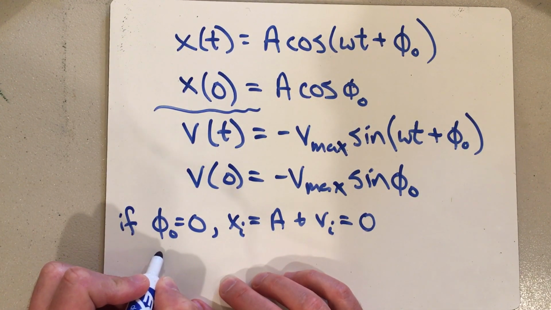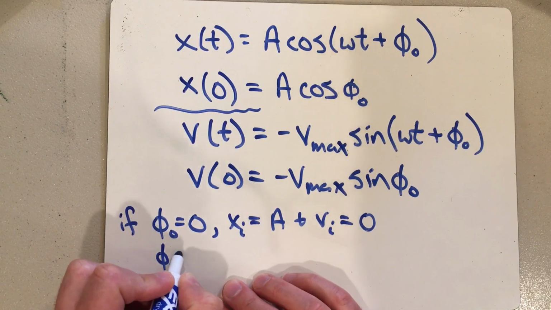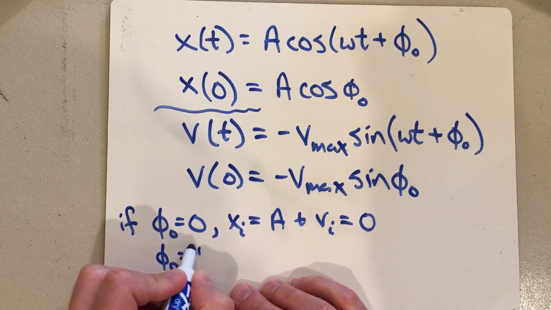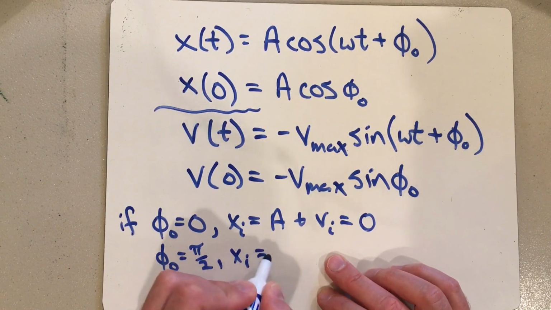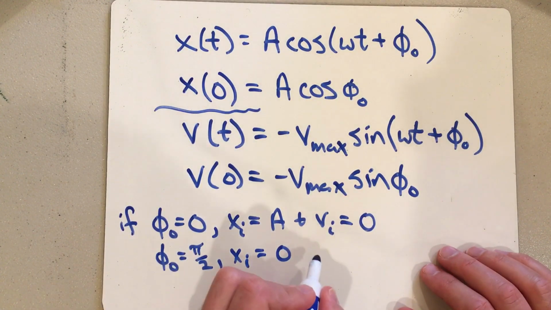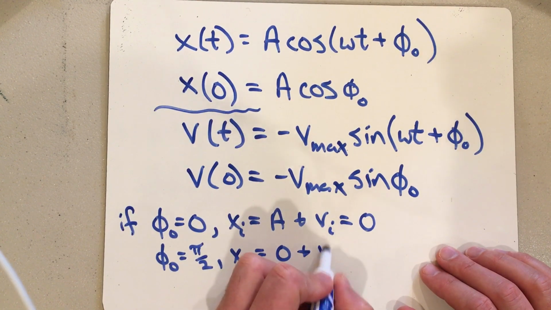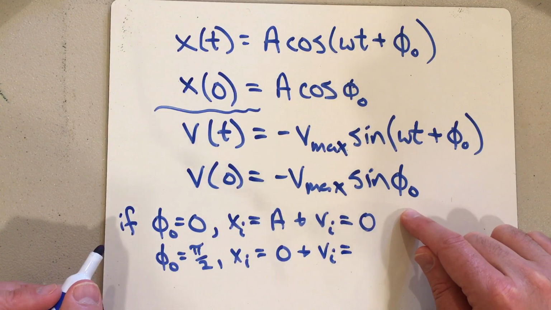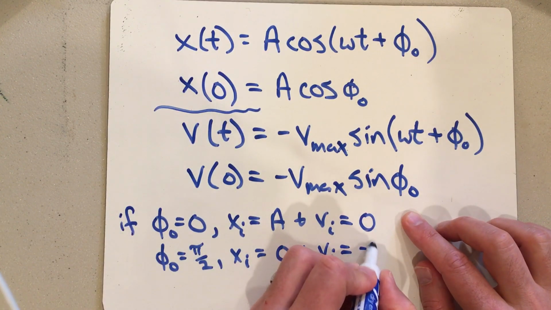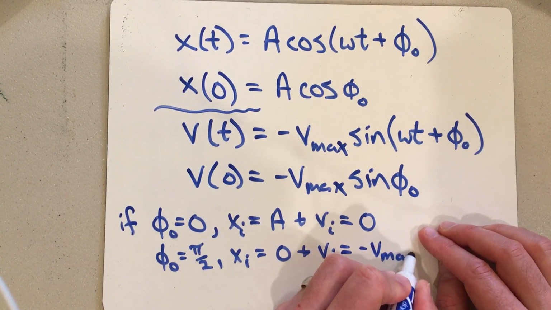So then the next one is phi 0 equals pi over 2. Okay. X initial, we've already identified this, is 0. And v initial, okay, so pi over 2, the sine of pi over 2 is 1. So this becomes negative Vmax. Okay.